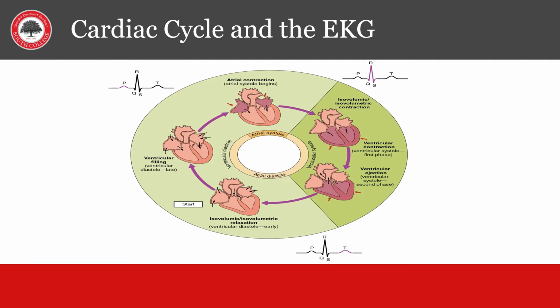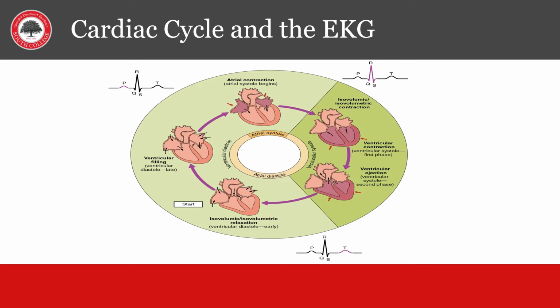Let's correlate the EKG with the cardiac cycle and conduction. The P wave represents atrial depolarization, which is when the atria are contracting and pushing blood into the ventricles. This is atrial systole. Here the tricuspid and mitral valves open. The QRS complex represents ventricular depolarization, and the ventricles are now contracting with the pulmonary and aortic valves open. This is called ventricular systole. The T wave represents ventricular repolarization, or the resting of the ventricles, which is called ventricular diastole.